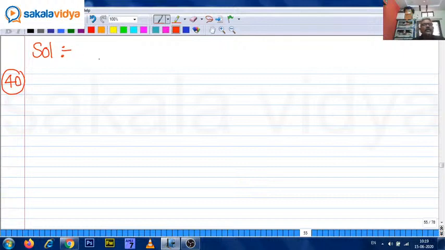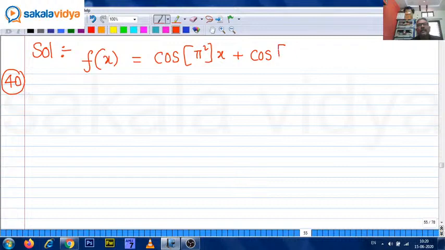So first let us find out what is given. Actually the f of x function is cos of integral part of pi square of x plus cos of integral part of minus pi square of x. First we need to define f of x, then after that we need to check the options one by one.